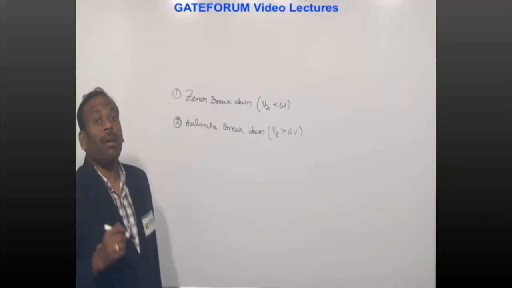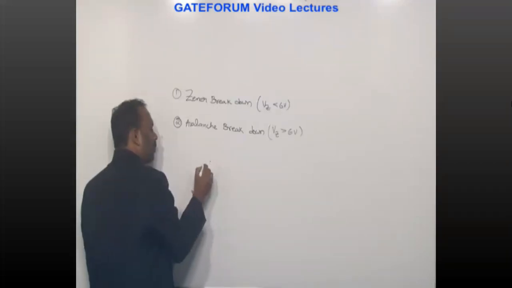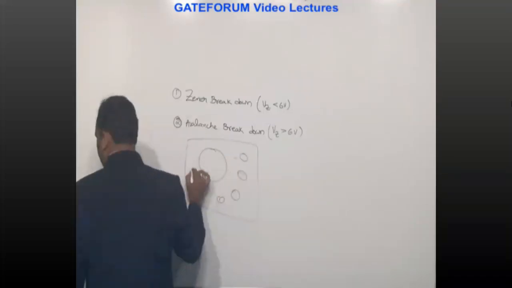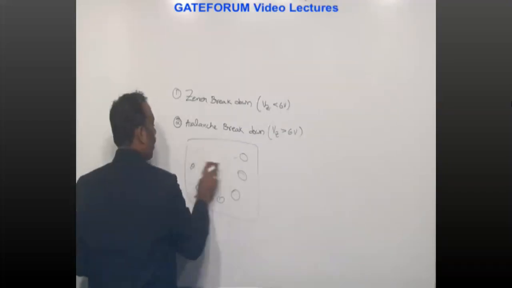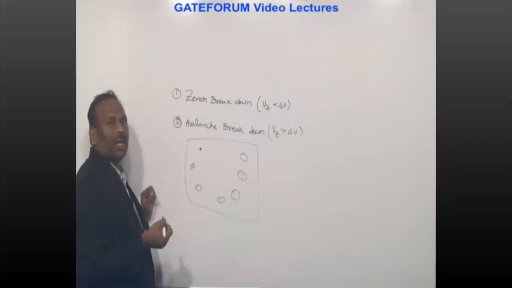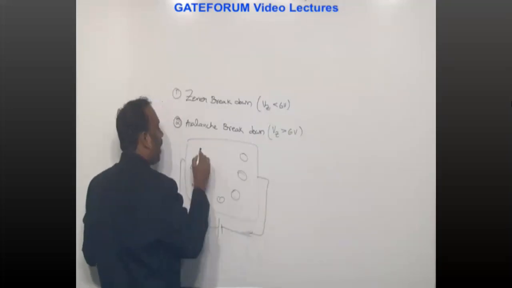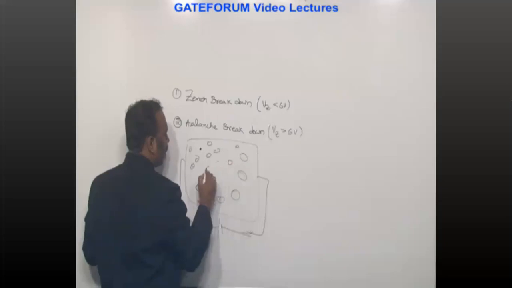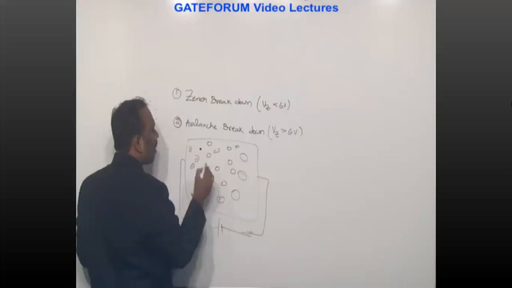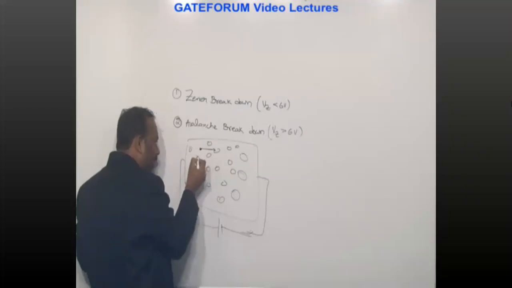What are Zener and avalanche breakdown? First we will look at avalanche breakdown, then the Zener breakdown. Avalanche breakdown: initially, let us suppose in a crystal there are many atoms, and one free electron also exists because of thermal energy. Now you apply an external electric field. This free electron acquires energy from the external field and moves randomly. It's not compulsory that it moves in a straight line; it can move in any direction.